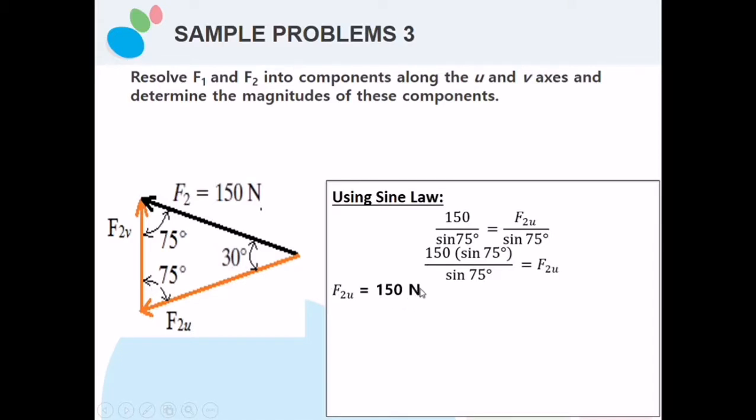And the next is to solve for the v component for the second force, the v component of f sub 2. So the same concept, same method: 150 divided by sine 75 equals f sub 2v divided by sine of 30. Anyway, you can also use the other one, let us use the f sub 2u, 150 Newton divided by sine 75. They are just the same value. So anyway, let us proceed.